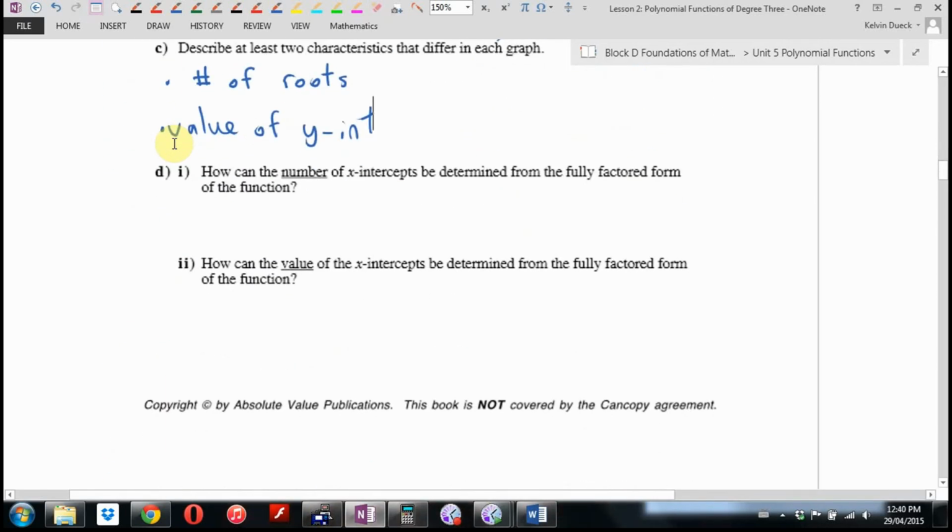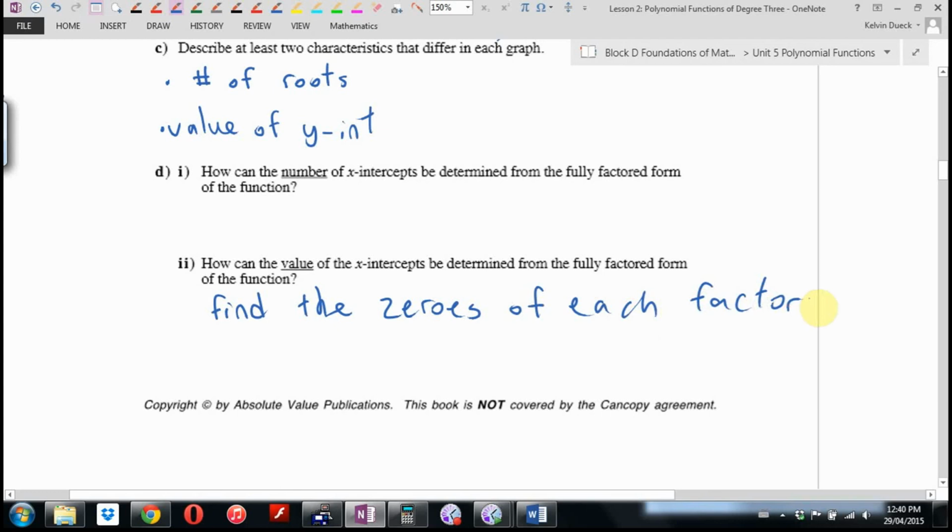So, find the zeros of each factor. What the heck do I mean by that? For example, if you have a factor of x plus 7, what's its 0? What would make that bracket work out to 0? This is why we also call them zeros, by the way. The root of that, the x-intercept of that, would be negative 7.